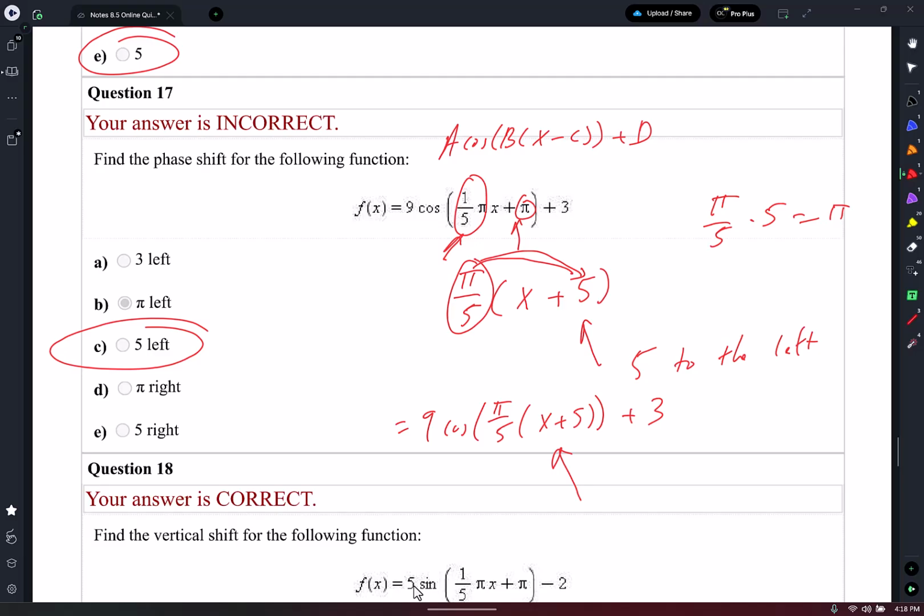Don't worry, you don't have to think alone. You can let the answers help you out. You know, like plug it in and like, oh, this is the only one that's going to give me a pi if I distribute. If I plug in that 5, oh, there it is. So it has to be 5 to the left. You know what I mean?